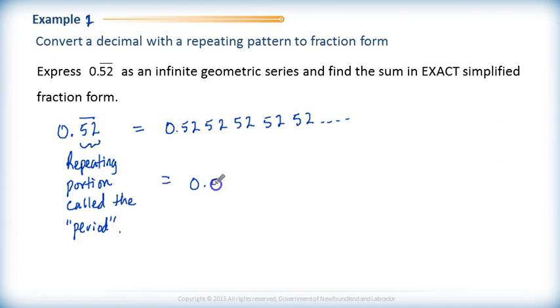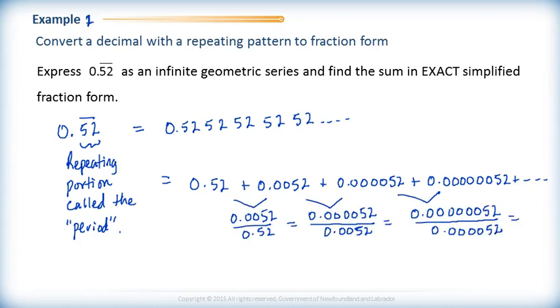0.52, that's the first period. The second period, 0.0052, the 5 occurs 3 places after the decimal. So we have to start 3 places after the decimal for that one. Then the next one starts 5 places after the decimal, etc. Now we check for a common ratio. And indeed there is one. So our common ratio is 0.01.